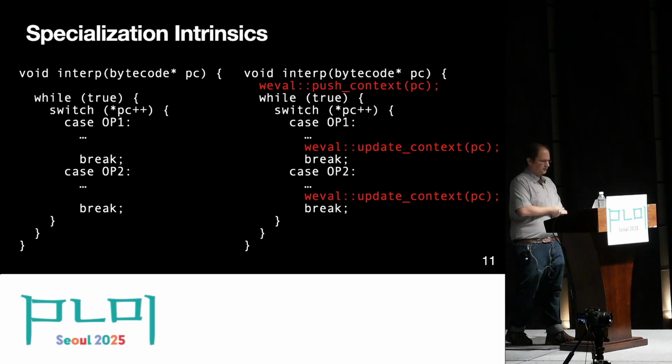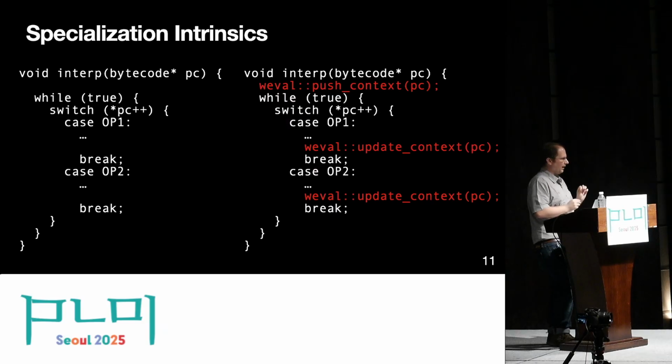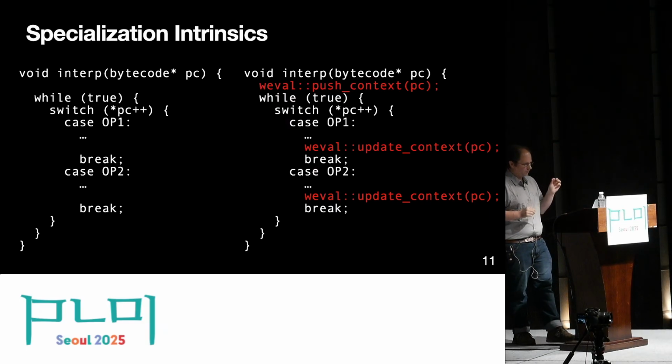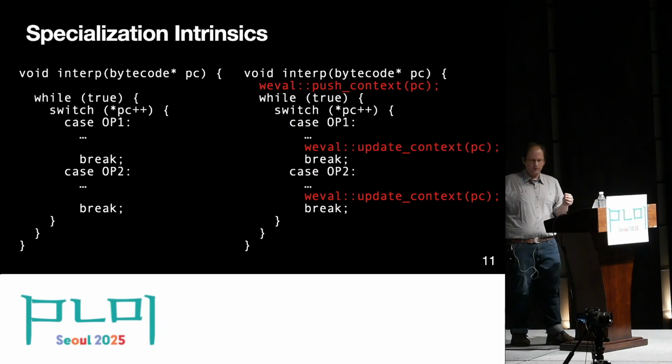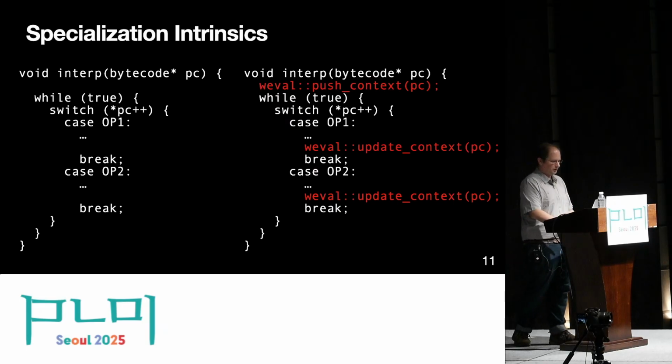So where does this context come from? Well, in Weevil, we require annotations in the interpreter, minor annotations. The idea is that the interpreter author annotates where the context changes. So in this example, it's PC. It could actually be anything. Weevil is a general tool.